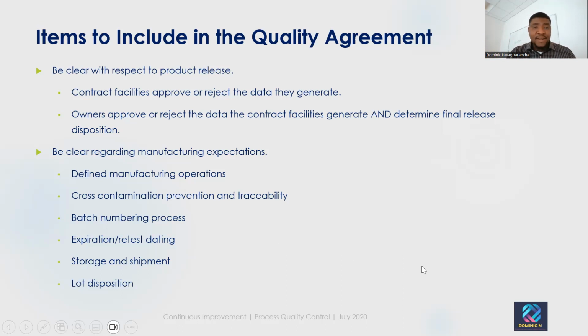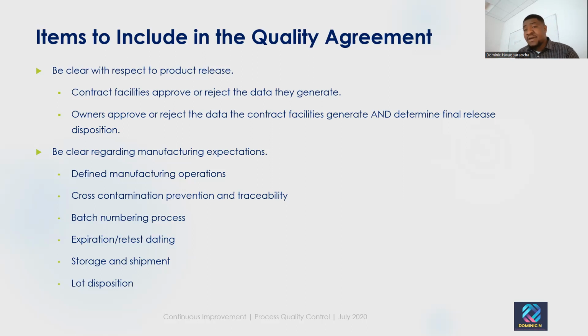Right, so be clear regarding manufacturing expectations. Define manufacturing expectations. How many times do you want the quality inspector to check the products online? How often should they do this? What standards should be in place for cross-contamination, for traceability? How often do you want them to do a mock recall? How often do you want them to do traceability? How do you want them to number the batch? State it in your quality agreement. It's very important. What should be the retest date? What should be the expiration standards? What should be the storage standard? What should be the shipment standard?